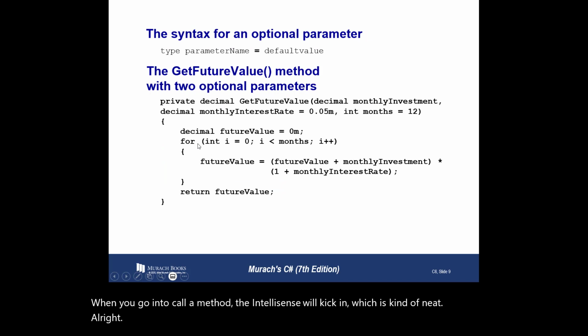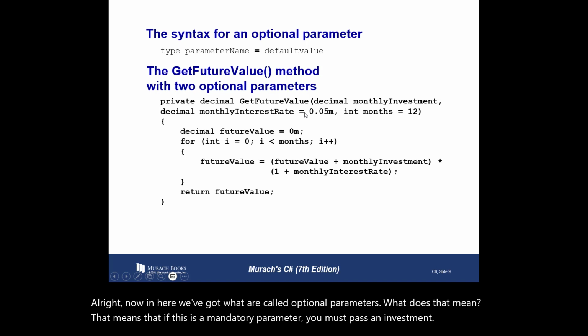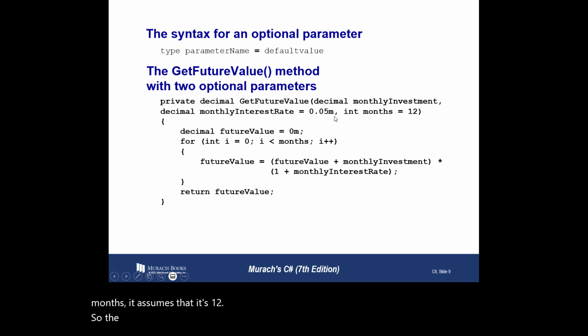All right. Now, in here, we've got what are called optional parameters. What does that mean? That means that this is a mandatory parameter, you must pass in an investment. If you don't pass in an interest rate, it assumes that it's 5%. If you don't pass in a number of months, it assumes that it's 12. So the optional means if you don't pass the thing in, it's going to optionally get a value.